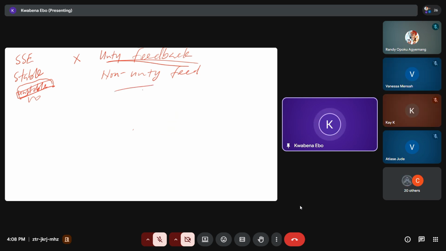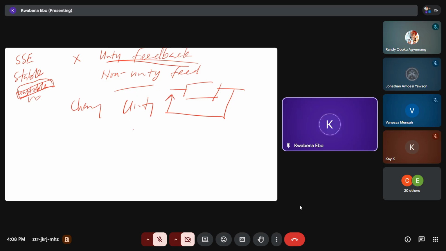For dealing with a non-unity feedback system, you must first change the system to a unity feedback system. And how is it done? Remember that a unity feedback system looks like this, where this is G of S. But a non-unity feedback system will now look like this, with no unity gain, then H of S.